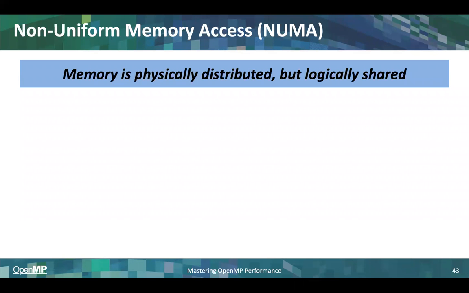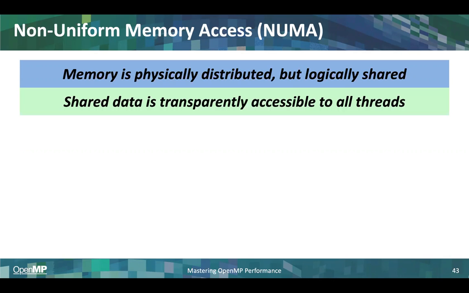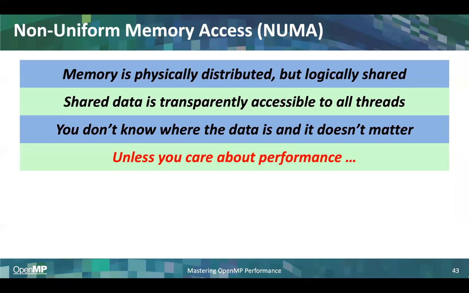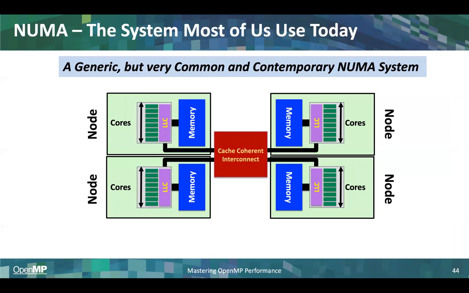NUMA means that memory is physically distributed but logically shared. So the memory chips are scattered over the system, but to you it appears as one single memory. Sharing data is transparent. You don't know where the data is, you'll just get it from wherever it is in the system. It doesn't matter, unless you care about performance, of course. If you care about performance, you've got to have some notion of where your data is and try to avoid it moving too far. So that's going to be the bulk of this example.